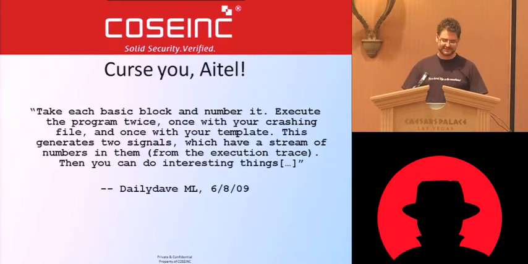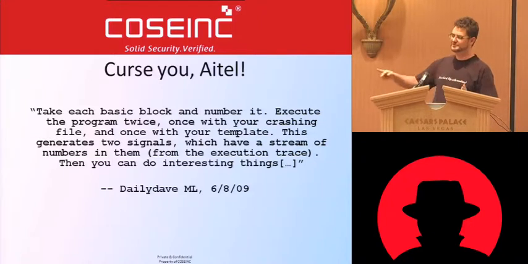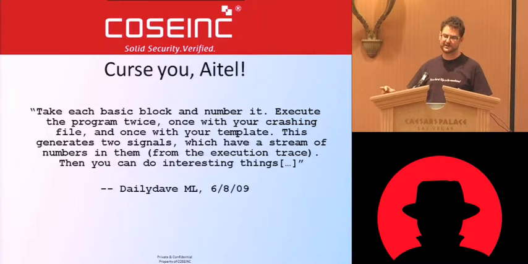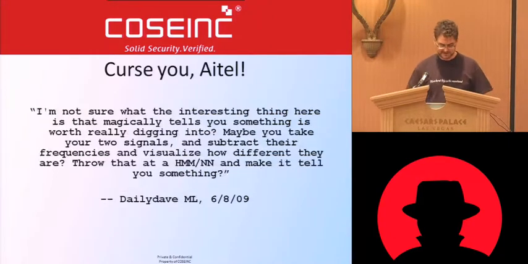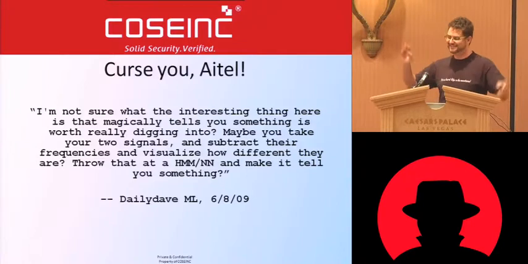So the idea is you take each basic block and number it. You get a run trace basically. You run the program once with the file and once with the template. That gives you 2 signals, right? NSA guys are wacky about signals. Once you've got those 2 signals, one of the clean file and one of the crashing file, you can look at them and do interesting things. And he's not really sure what they are, but maybe subtractive frequencies or maybe a hidden Markov model or a neural network. Okay. And make it tell you something.